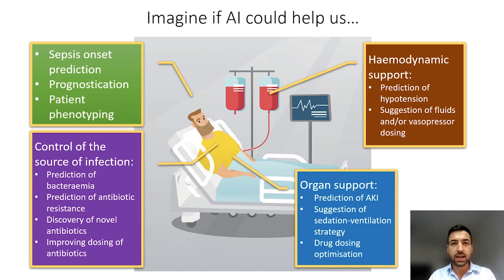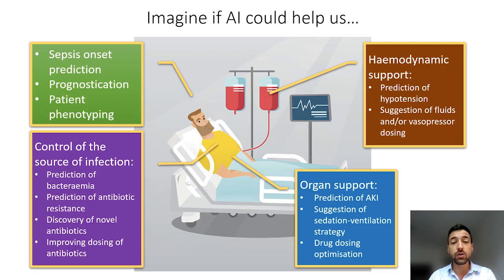So let's imagine for a second that we had an AI available in the hospital that could help us with a large number of tasks associated with sepsis care. For example, could we predict sepsis even before it starts? Could we prognosticate patients once they develop sepsis? Could AI help us phenotype those patients? Could AI help us control the source of infection using a variety of tasks? Could AI help us with the hemodynamic support of those patients? For example, by predicting hypotension before it starts, or by suggesting an optimal course of fluids and vasopressors.